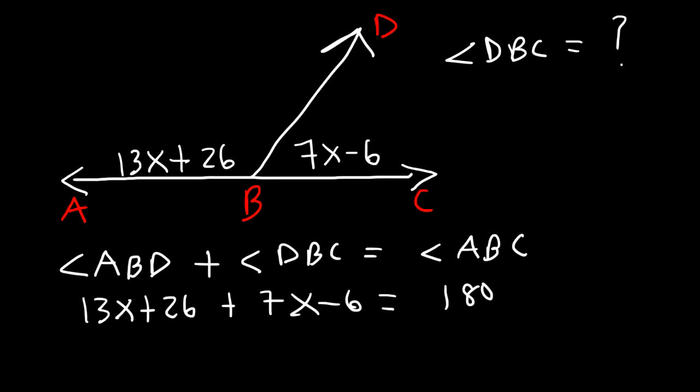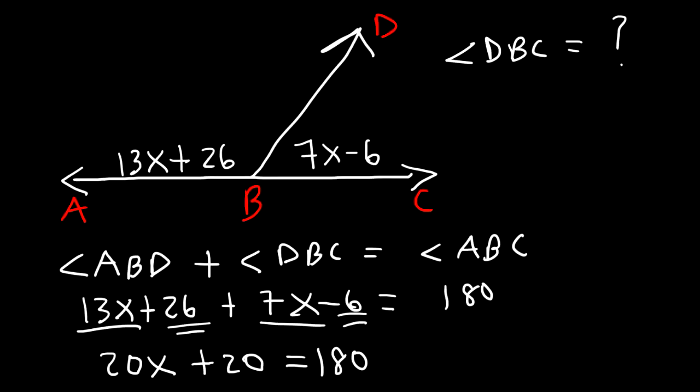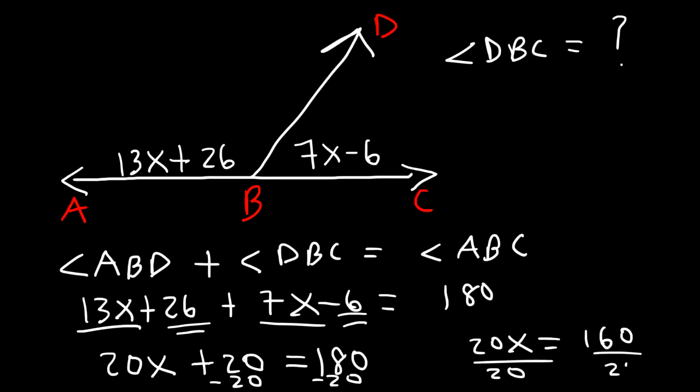Now our goal is to find the value of x. 13x plus 7x adds up to 20x. And then 26 minus 6 is 20. So 20x plus 20 is equal to 180. Now let's subtract both sides by 20. 180 minus 20 is 160. And now let's divide both sides by 20. We can cancel a 0, so this becomes 16 divided by 2, which is 8. So that's the value of x.